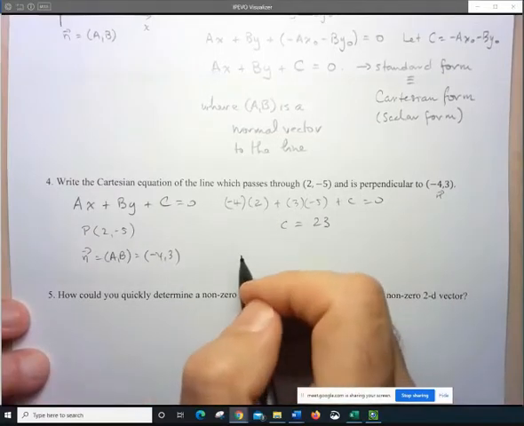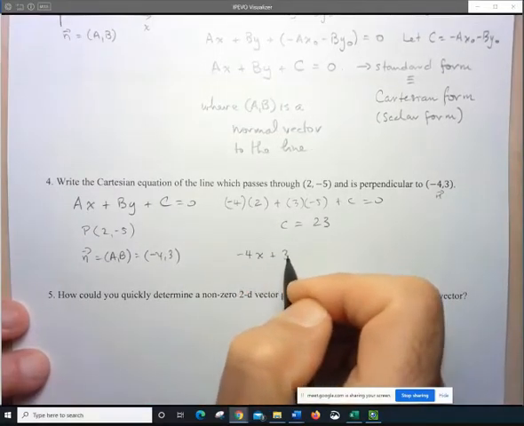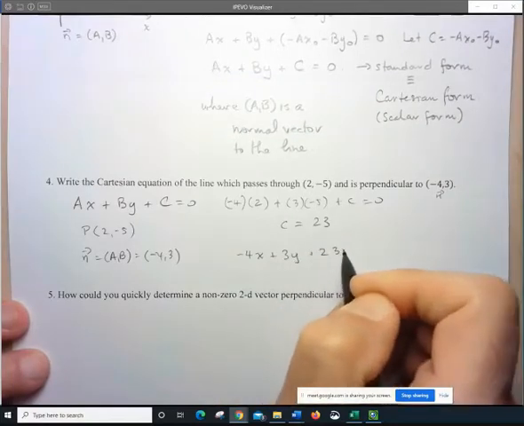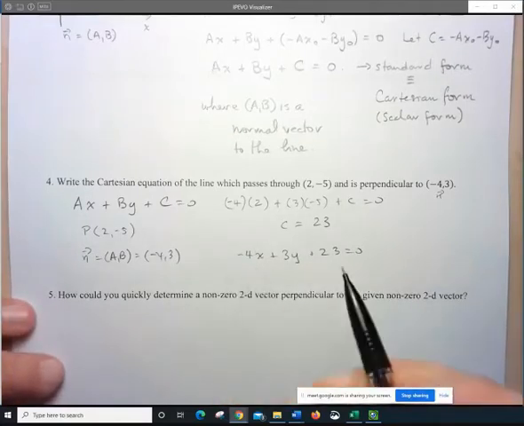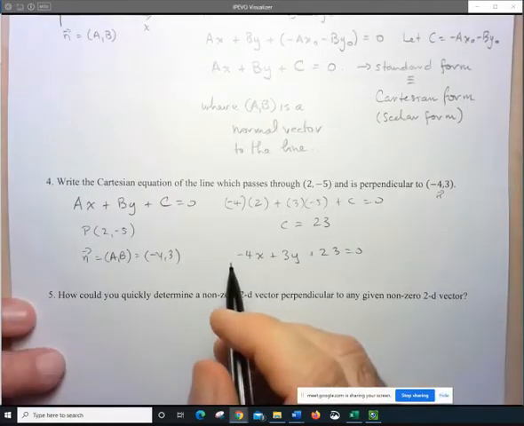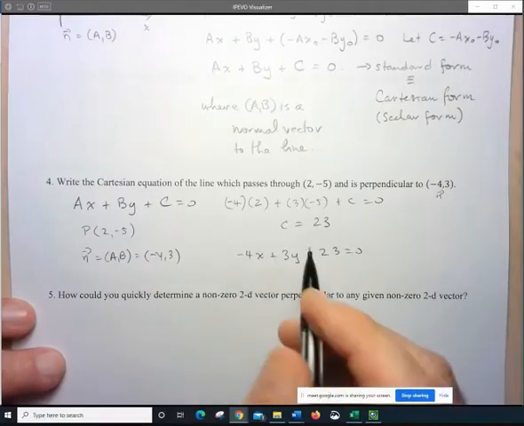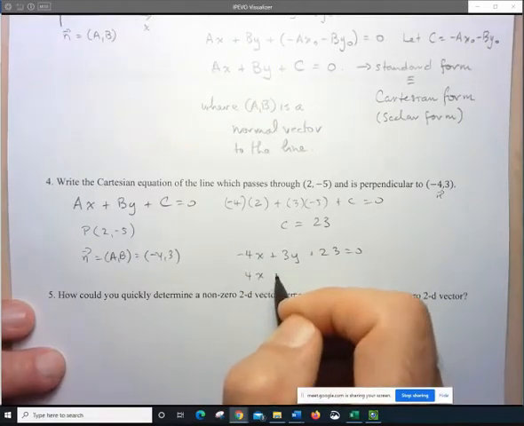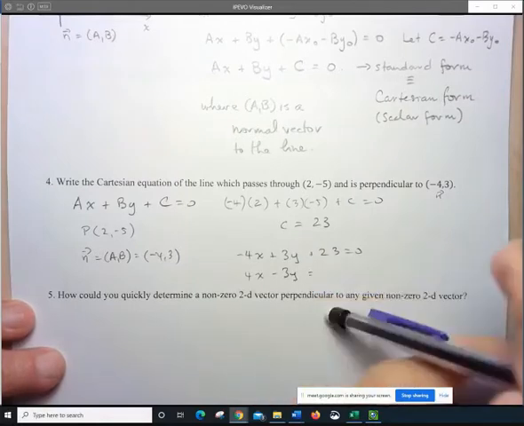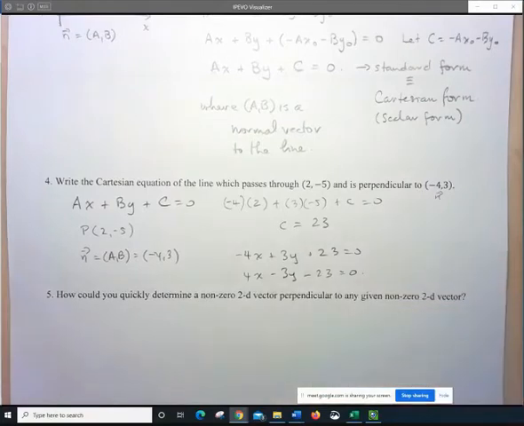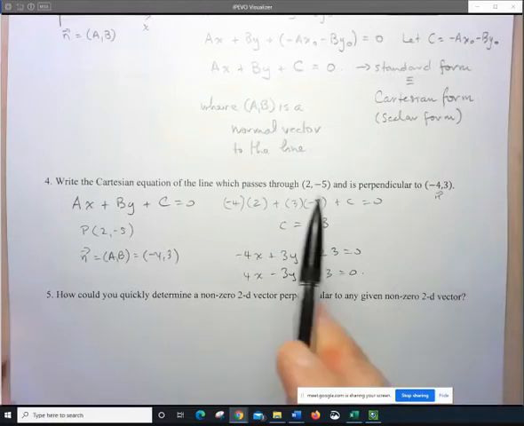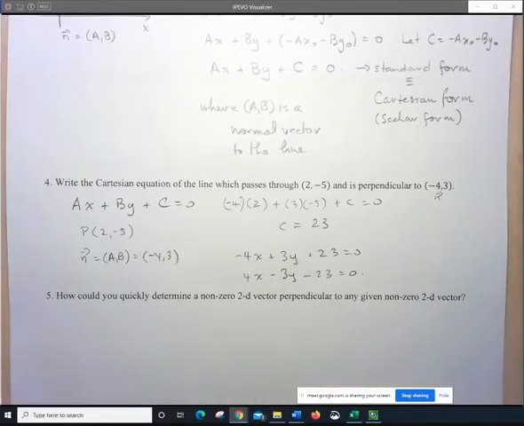So what's our equation? It's -4x plus 3y plus 23 is equal to 0. Okay. And if you want to make this first one positive, which is often what we do, but I'll be fine if you leave the negative there. You could write it as 4x minus 3y minus 23 is equal to 0. That's also good. Okay. So once you have the normal vector and the point, finding the equation is a fairly quick process.